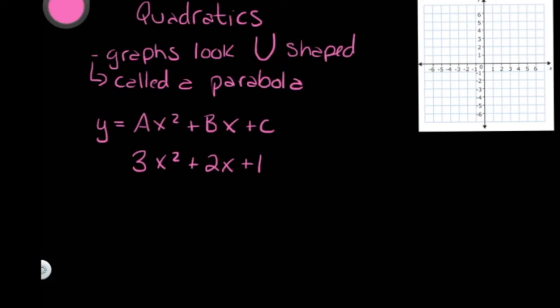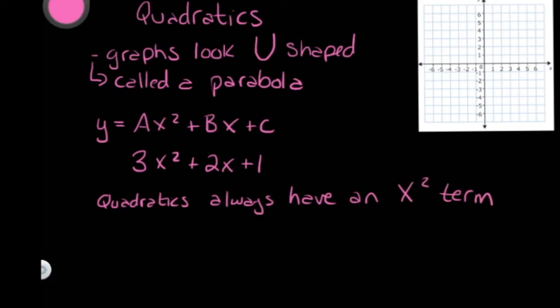It's important to know that quadratics always have an x squared term. Okay, so quadratics will always have an x squared term. And parabolas will look like this. Okay, so instead of a graph looking like a straight line, our graphs are going to start looking like curves now.